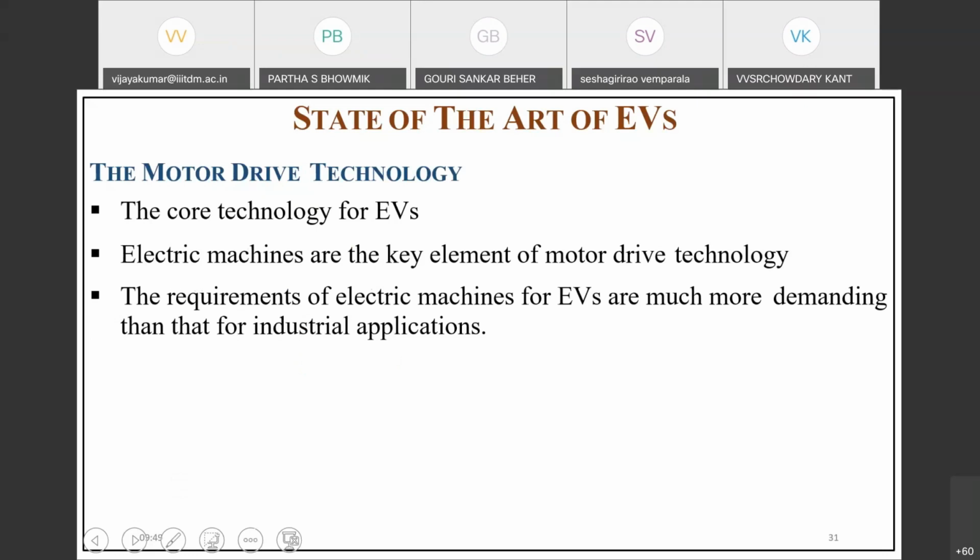So first we will see the motor drive technology. This is the core technology for EVs. Without electrical machines, we cannot think of EVs. In EVs, we are going to use different kinds of electrical drives. When you are designing the electrical drives, you have to be very careful with the power density and the torque requirement of the vehicle. Based on that, we can select your electrical machines for designing the electric vehicles.